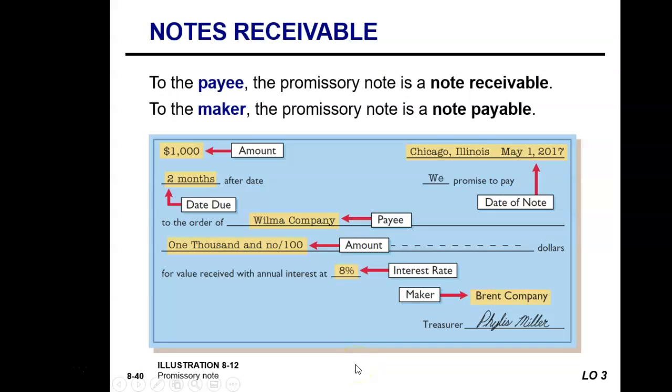This is a sample promissory note made to the order of the Wilmot Company, that's the payee. The amount is for $1,000. The 8% is the annual interest rate. This note becomes due in 2 months. Okay? So to the payee, the person who the money is owed to, it is a note receivable, which is an asset account. For the maker, the person who owes the money, it is a liability known as the notes payable account. Okay?